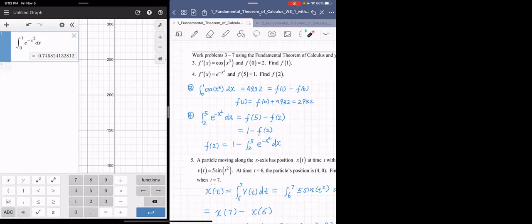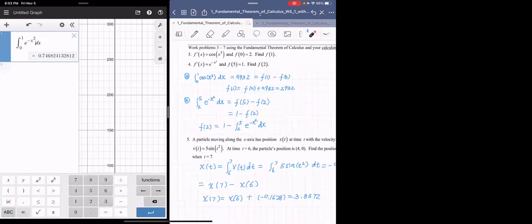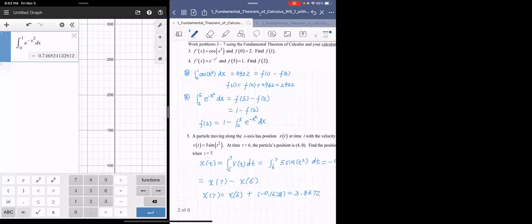F of 5 is 1, f of 2 you don't know. So this is how much? f of 5 you already know it's 1, f of 2 you don't know, so you write it down. And this part you already know. So f of 2 is going to equal 1 minus this definite integral. Okay. All right. Does this make sense?